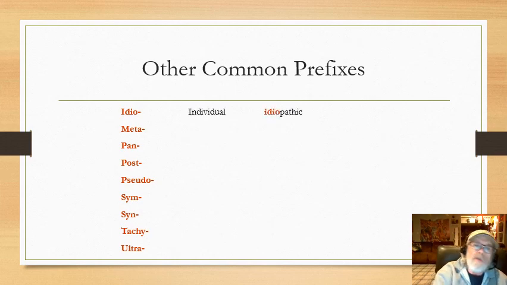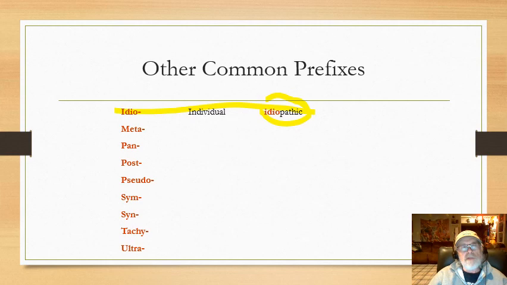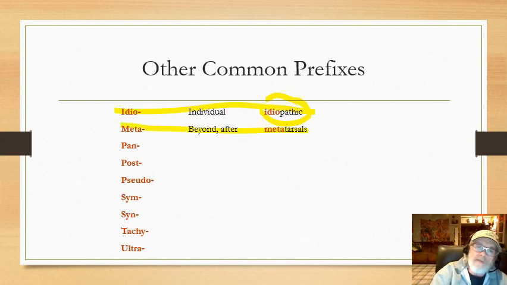Idio means individual. Something that's idiopathic is something that happens specifically to an individual. A lot of times we have idiopathic responses or idiopathic diseases, which basically just occur to that individual. It's not like you catch it, it's idiopathic. It's just pertaining to an individual incident. So idio means individual.